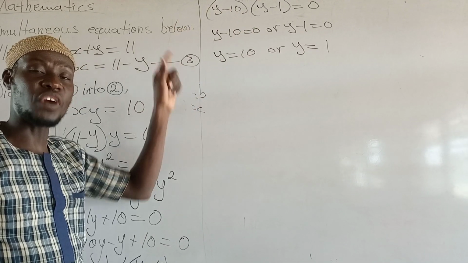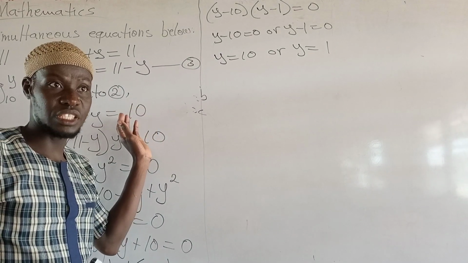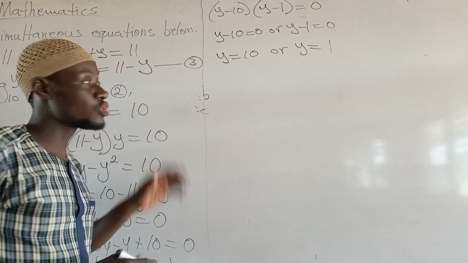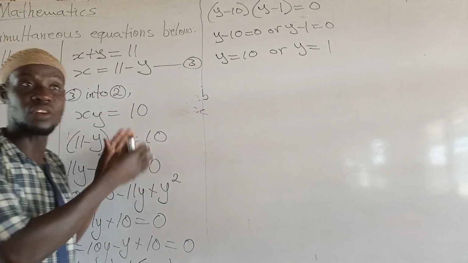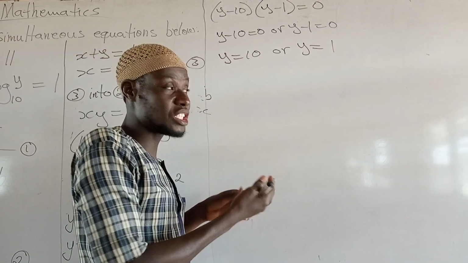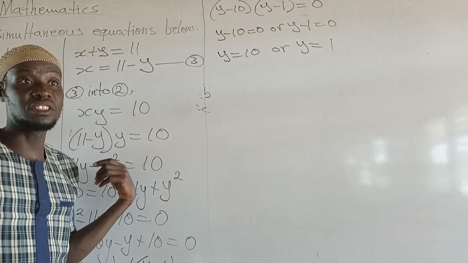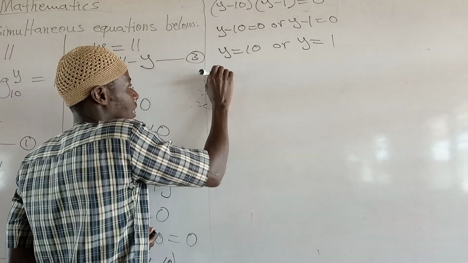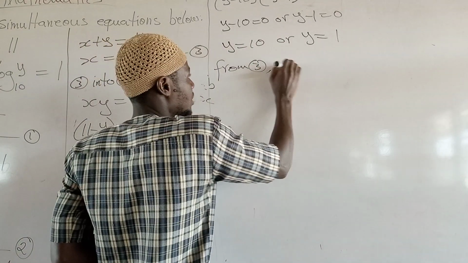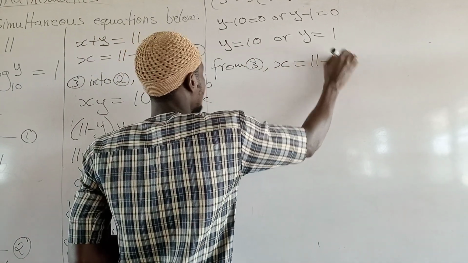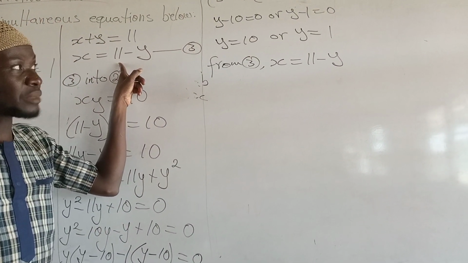So we then use it to find the value of x. We can substitute it into any of the equations that we have found earlier. You choose which equation you want to substitute it in. So here we are going to substitute the values of y into equation 3. We know that from equation 3, our x is equal to 11 minus y.